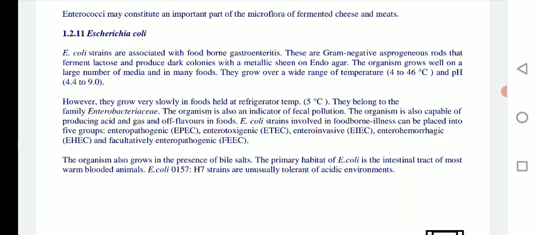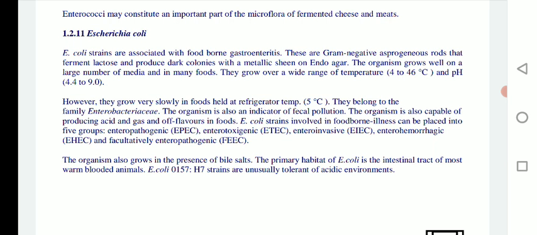E. coli is again one of the important pathogens present in food, and it causes a disease known as gastroenteritis. It is a gram-negative, asporogenous rod that ferments lactose and produces dark colonies with a metallic sheen on Endo agar. The organism grows well on a large number of media and in many foods.